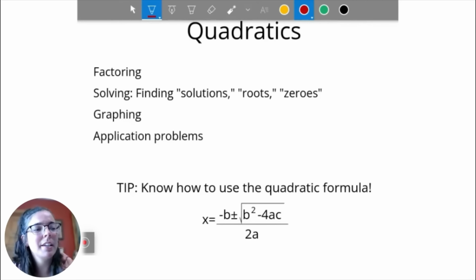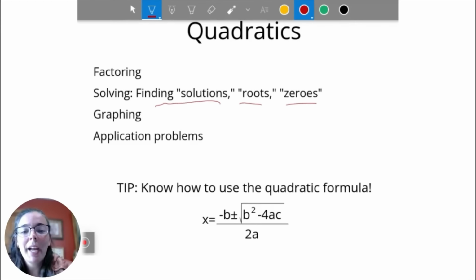So our next topic is along the same lines with quadratics. One thing that we can do with quadratics is factor, right? So we can factor, we just practiced that a little bit. We also may need to solve, or sometimes we see that as finding solutions, roots, or zeros. We may also need to graph or do application problems of quadratics.